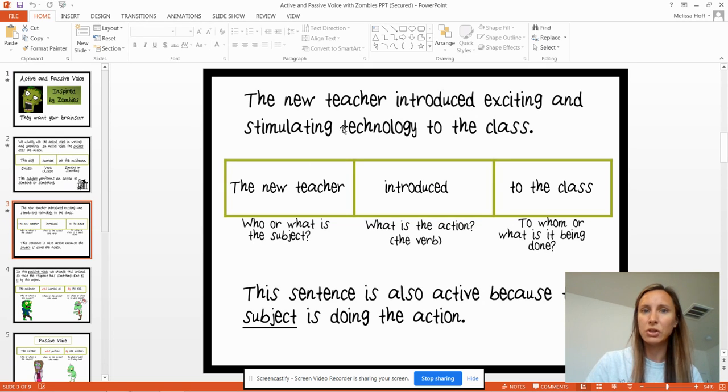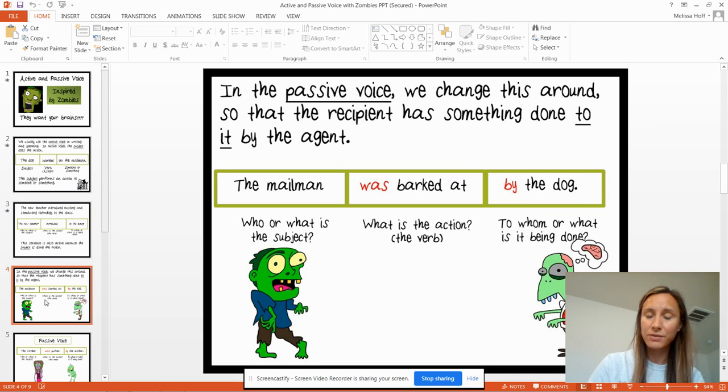Like this, the new teacher introduced exciting and stimulating technology to the class. Who or what is introducing the technology? The new teacher. So that's your subject, because the subject is doing the action of introducing. It is active voice. Okay, so the subject is active. They are doing the action. Passive voice, we switch it around. So instead we have the recipient, someone is receiving the action.